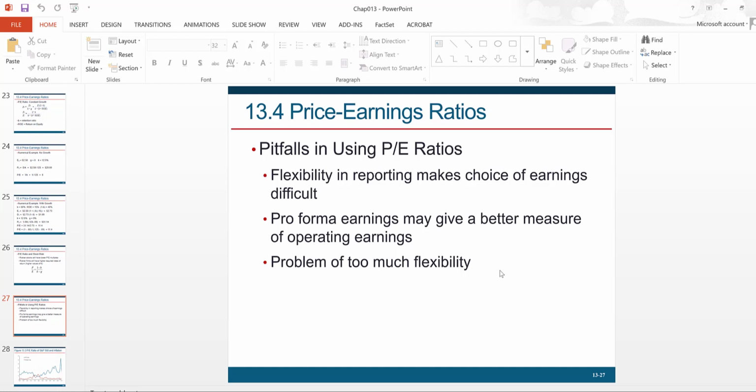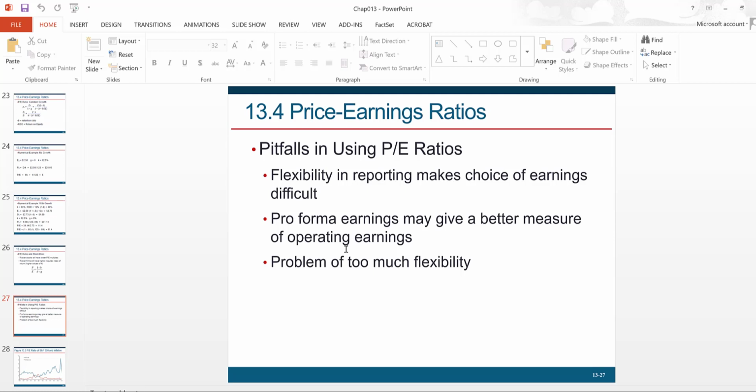Okay, now since P ratios are so commonly used in industry, it is important to be aware of some of the pitfalls of P ratio. Basically, the key pitfall here is potentially the denominator, which is the earnings. Remember, earnings can be computed differently depending on some of the assumptions, like what is the depreciation.